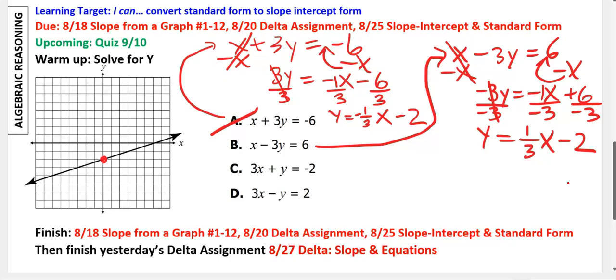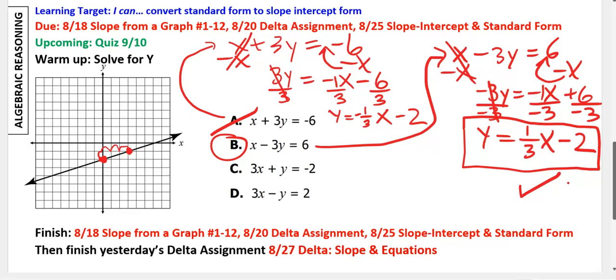Start with this b. Is this y-intercept negative 2 right here? It is. Is this slope 1 over 3? Does it rise 1 and run 3? What do y'all think? Yeah? It does rise 1, run 3. So this is legit. Cha-ching. I know B is right.